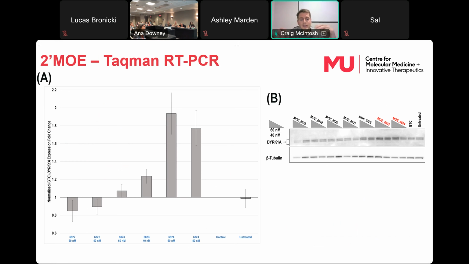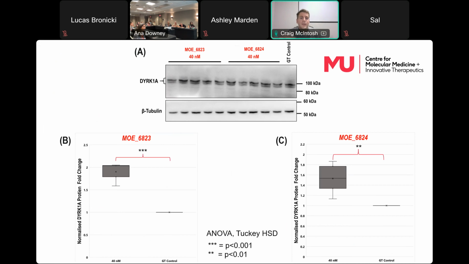But you can see that the same compound's also giving us an increase in gene expression. So we're getting an increase in gene expression and then also getting an increase in protein expression. Then we did another N of 5 and got similar results.